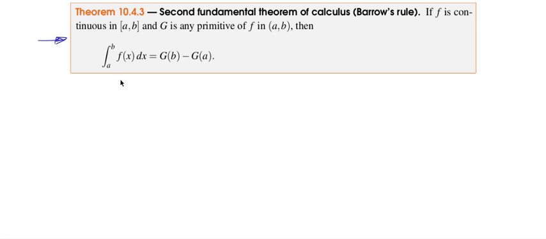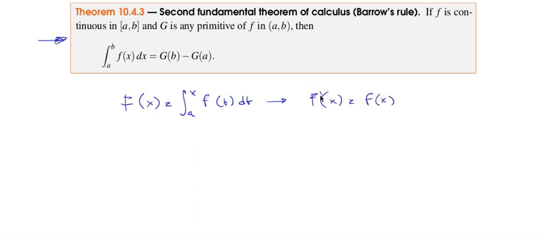So the proof of this is: F of x, the integral between a and x of f(t) dt, according to the previous theorem, the first fundamental theorem of calculus, is a primitive of f. So F prime is going to be f. So if we have any primitive g of f, we know that it is equal to this other primitive plus a constant.